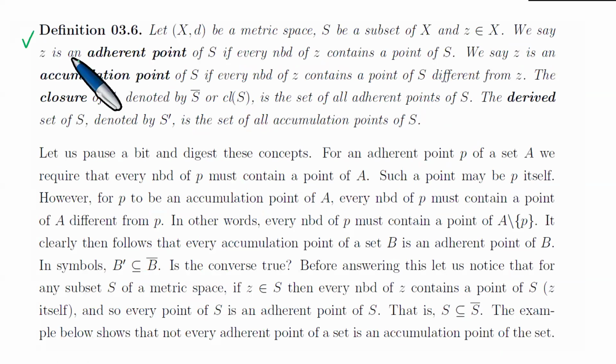I want us to look at definition 03.6. Let (X, d) be a metric space, and S be a subset of X. So now, obviously, (X, d) is the overall universal set, the largest possible set, and S is a subset of X. We continue.